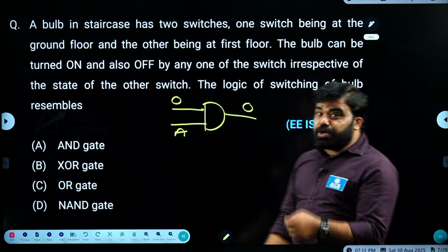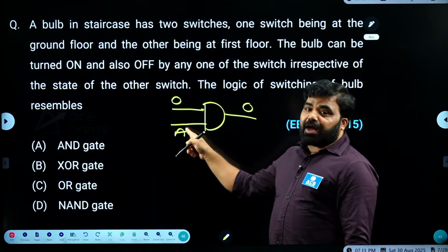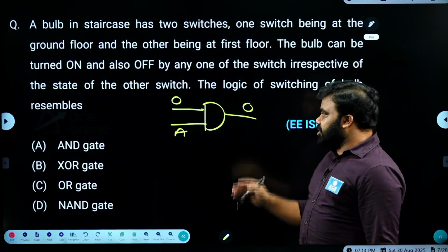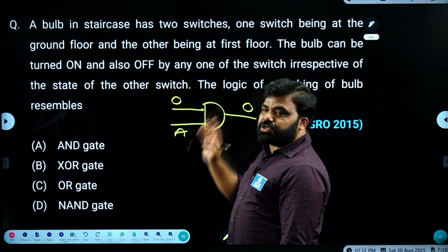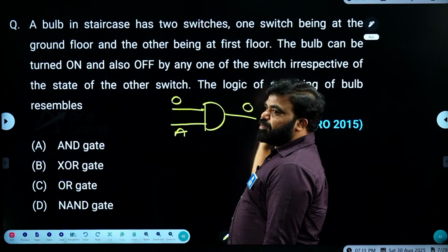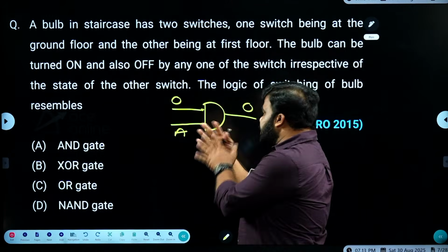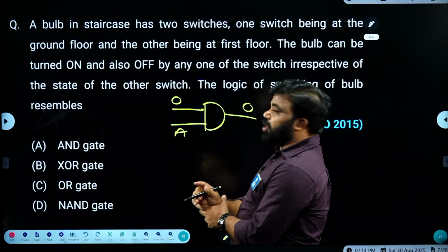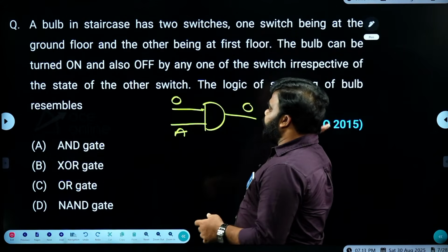I am unable to switch on with another switch. So AND gate is not suitable. Once again, if one input is 0, the logic gate is disabled, or the other switch is getting disabled. So irrespective of the other input, it is going to be off always.